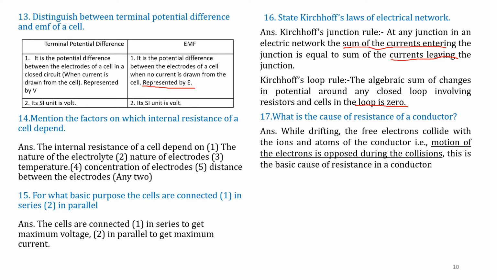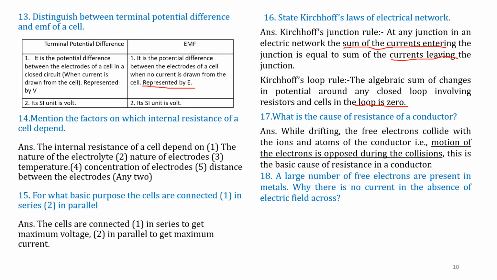Question number 18. A large number of free electrons are present in metals. Why is there no current in the absence of an electric field across it? Answer. In the absence of an electric field, the motion of electrons in a metal is random. There is no net flow of charge across the section of conductor. So no current flows.